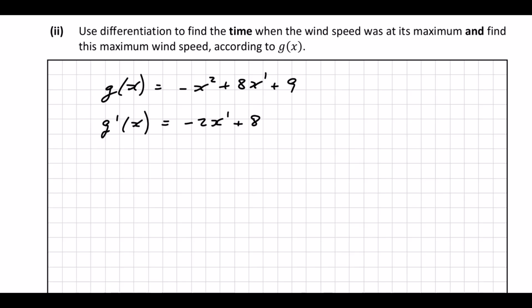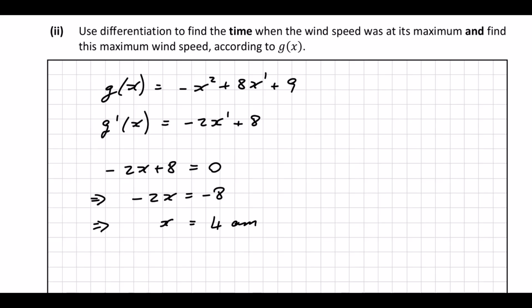So the derivative is minus 2x plus 8. We need to let that equal 0 in order to find a minimum or a maximum, and it's going to be a maximum in this case. So let's solve this. Minus 2x is equal to minus 8, so I just subtracted 8 from both sides. Then divide by minus 2. Minus divided by minus gives plus, and 8 divided by 2 gives us 4. So that's the time: it's going to be 4 a.m.